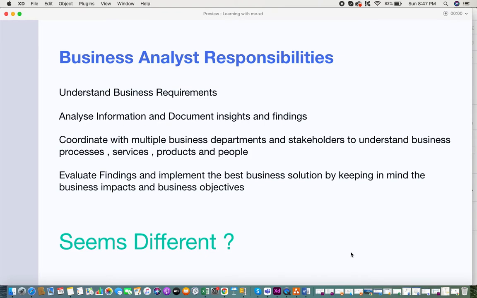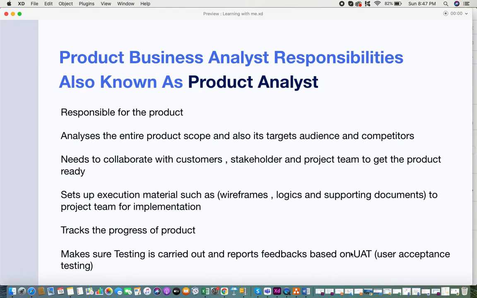Now, if you're a business analyst and you find this a little different from what you are doing, then here's a little information. Basically, if you're working in IT and you have a product that you're working on, it's also called product business analyst responsibilities. You can also be called a product analyst. So at this time, what is the responsibility of a product analyst? The product analyst is responsible for the product.